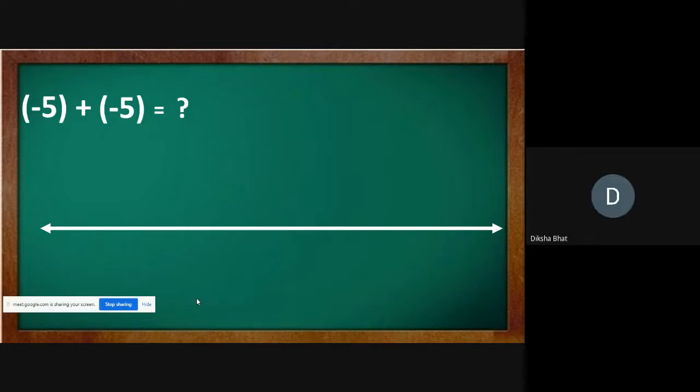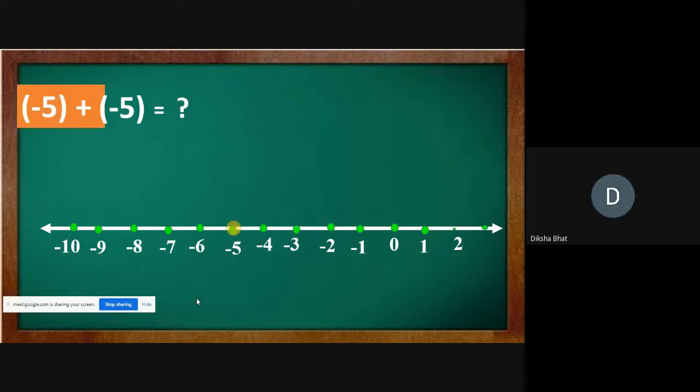What is the first step? Numbers on number line. Then, which is the first integer? -5. Okay, so how many steps will we have to move to the left of 0? 5 steps to the left. Yes.